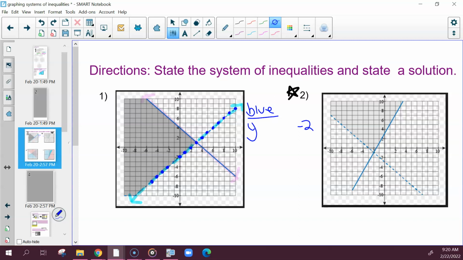No. So you have x, and then to determine if it's greater than or less than, from the y-intercept, draw an arrow to where the shaded area is. This is up, so this will be greater than. See, I'm writing it down.